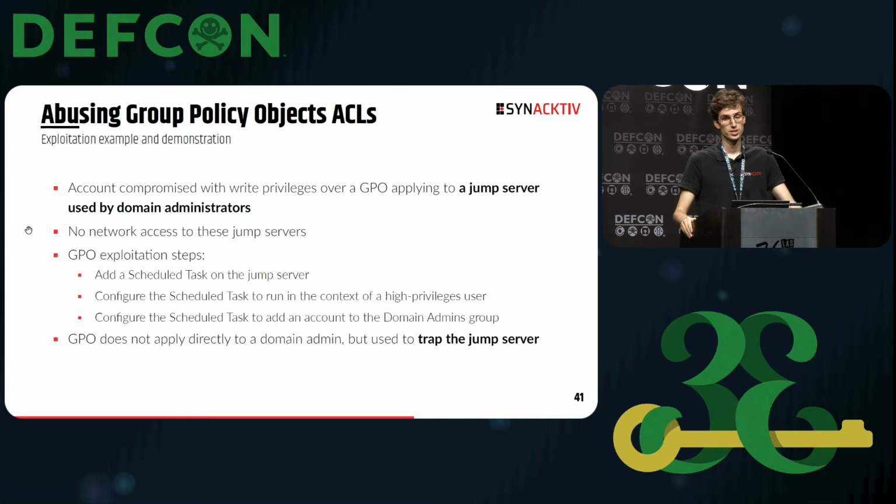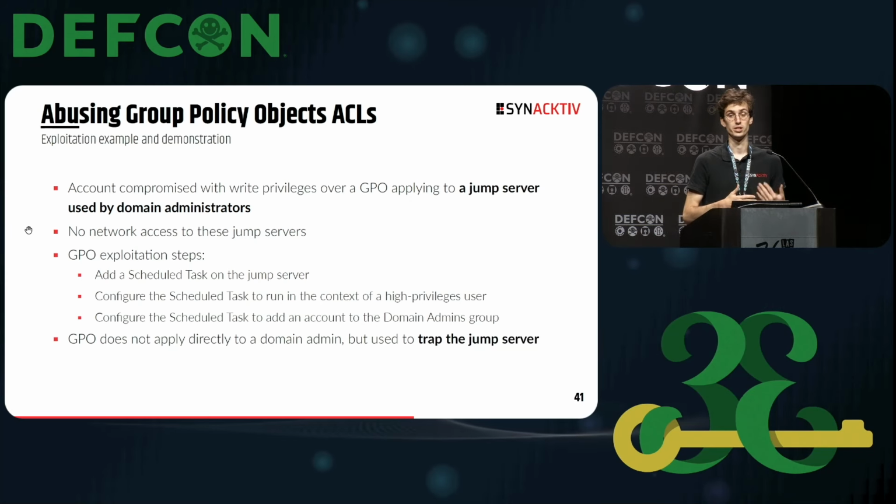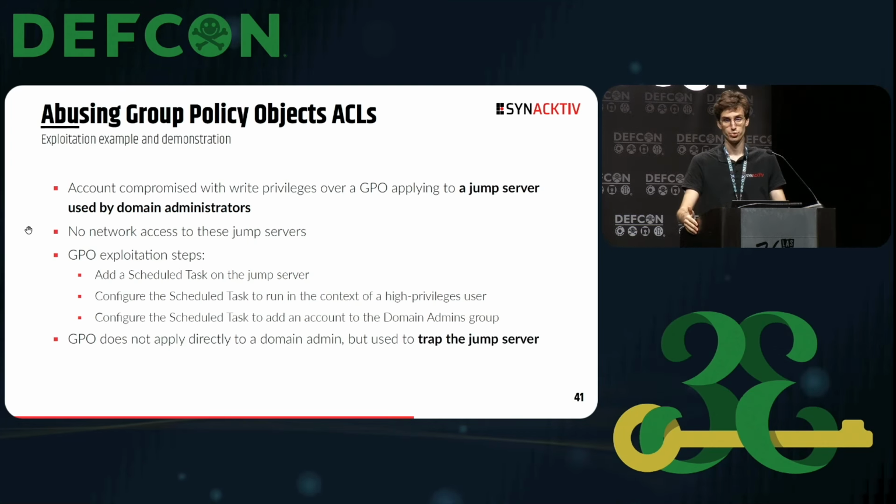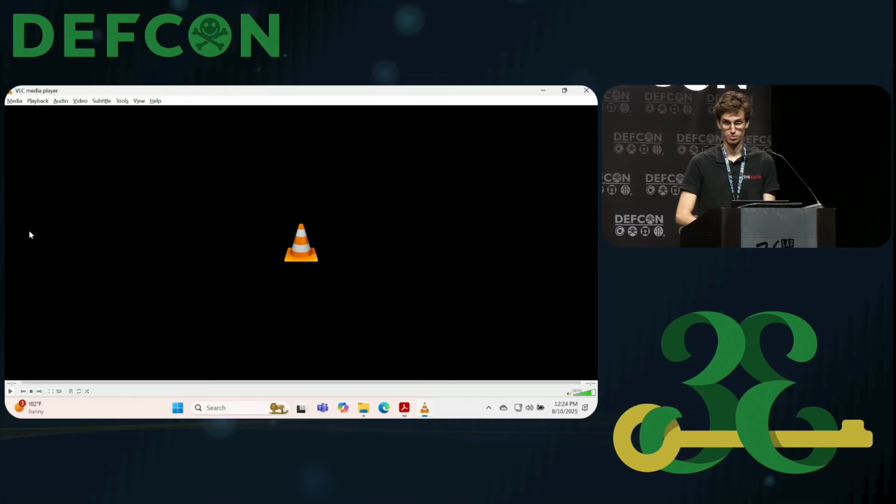But what we did was that we exploited the GPO in order to add a scheduled task on this jump server. We configured this scheduled task to run in a privileged context using the identity of a domain admin, and the scheduled task only added an account under our control to the domain admins group. And you can see here a pretty interesting thing is that we are exploiting a GPO that applies to a jump server in order to, so to say, trap the jump server so that the scheduled task will trigger when the domain admin connects to it. All right, let's see a quick demo.